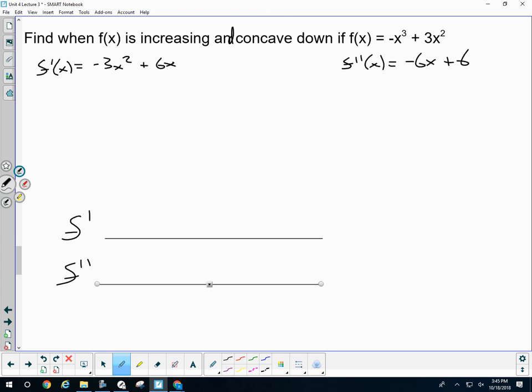You're going to have to take the first derivative. You're going to have to take the second derivative. You're going to have to look at signs for both. It means you have to find the zeros or when they're undefined for both.